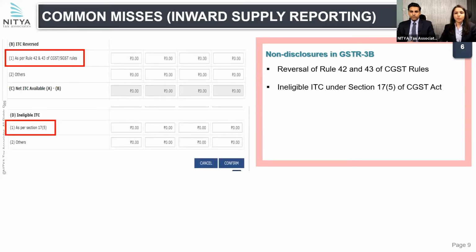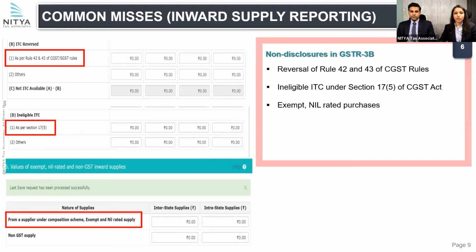Another is ineligible ITC under Section 17(5). In most of the cases, these disclosures are never made while filing GSTR 3B. And therefore, it is advisable that even though it will not impact your final liability, it's good compliance that we make a proper separate disclosure under 17(5) ineligible ITC while filing GSTR 3B. The last non-disclosure is that exempt and nil-rated purchases are not disclosed properly when we are filing GSTR 3B.